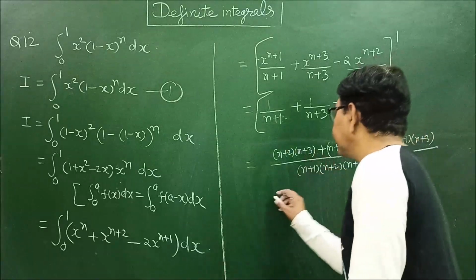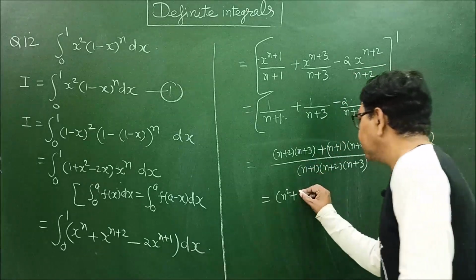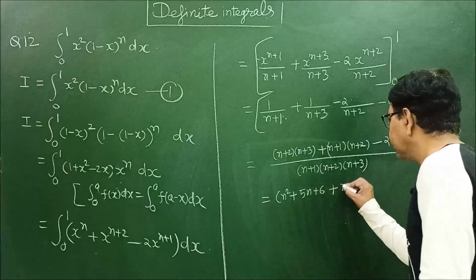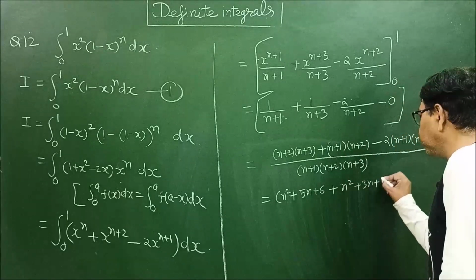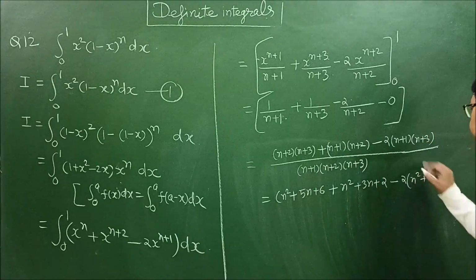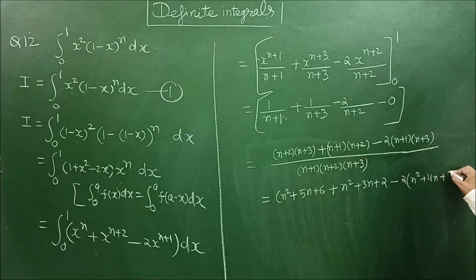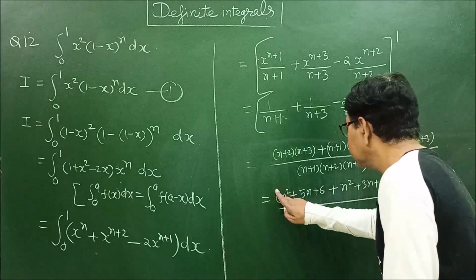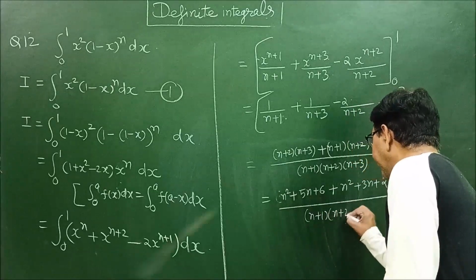Now on multiplying these two we get n square plus 2n plus 3n, that is 5n plus 6, plus n square plus n plus 2n, that is plus 3n plus 2, minus 2 into n square plus n plus 3n plus 4n and plus 3, upon (n+1)(n+2)(n+3).